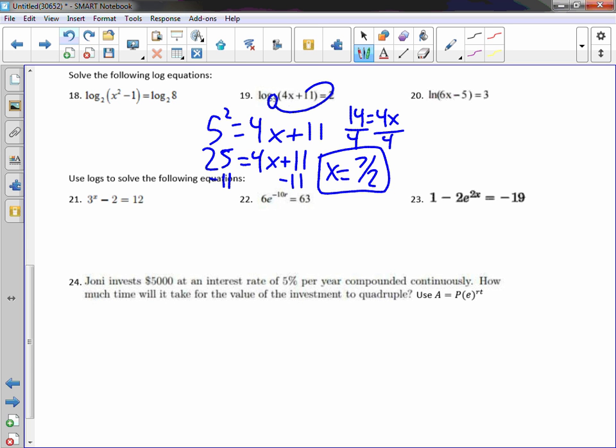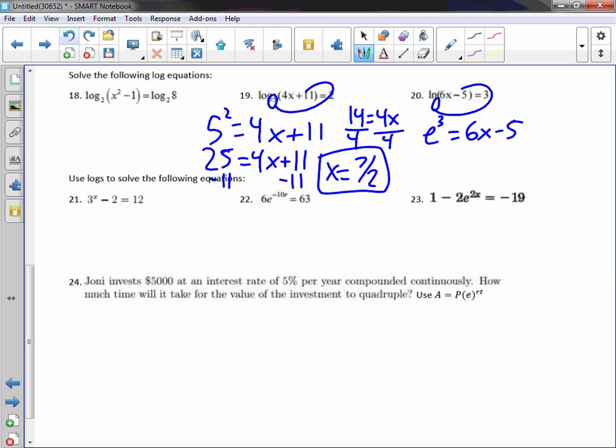Number 20, once again, same idea. Get the ln by itself. In this case, it already is. And once again, if the little guy on ln, if we don't see it, is e. So when I do the Snell method, I get e to the third power equals 6x minus 5.